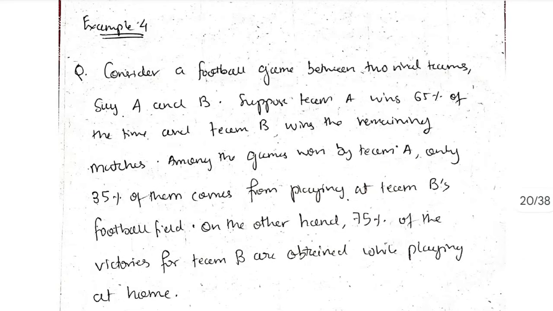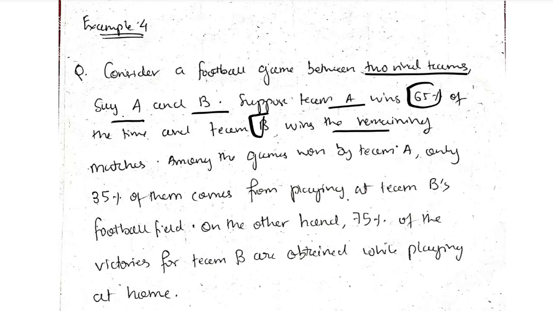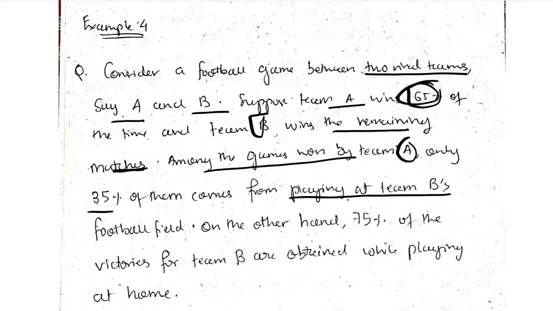Consider a football game between two rival teams, say A and B. Suppose that team A wins 65% of the time and team B wins the remaining matches. How many remaining matches? 100 minus 65, 35 percent. 35% B will win.